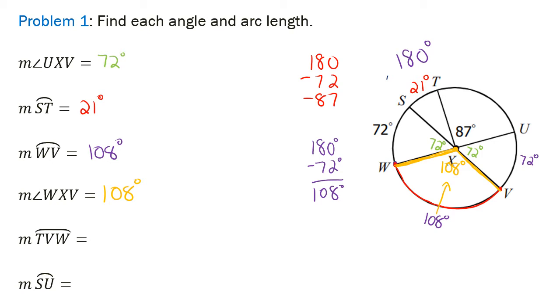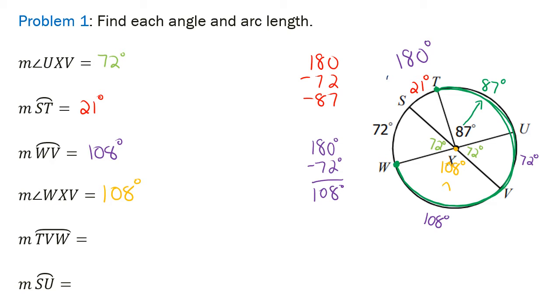Now it's asking for a much bigger arc, a major arc. So I'm going to do a little erasing here so we clean up the picture. It wants us to find the arc for TVW. So I'm going to start at T, go all the way to V, then to W, and it stops there. So I care about the degrees that make up that arc. Keep in mind this 87, the central angle, means that this 87 is right here, the arc of TU.